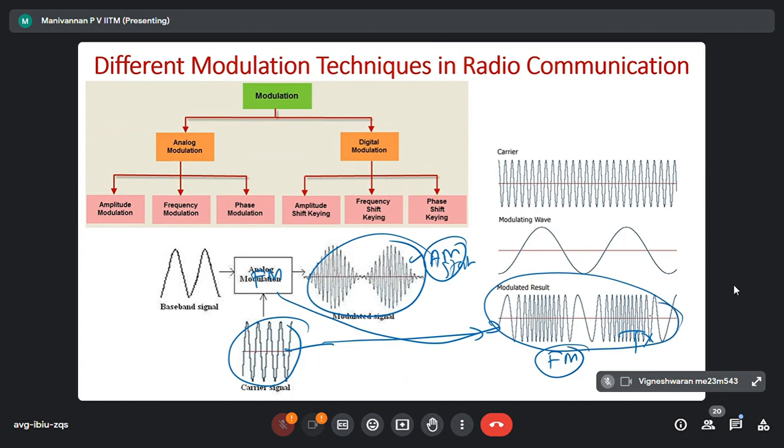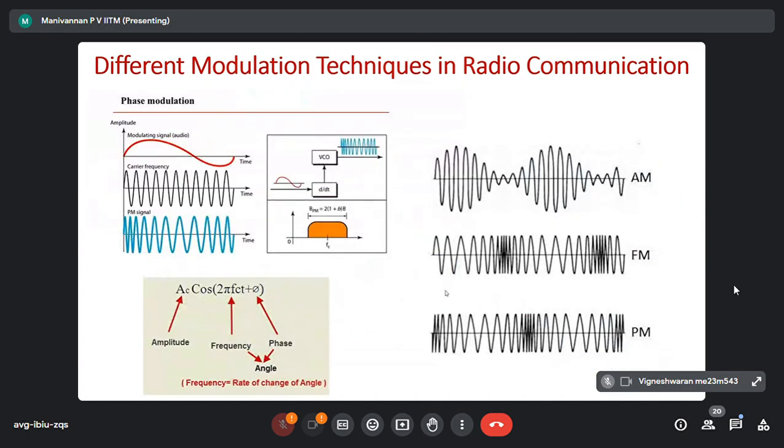How are you generating this? You need a modulator. What is the input to the modulator? The signal you want to transmit, along with the carrier. Two signals are given, and you may get this signal or this signal. This is the FM station, this is the AM station. Correct? Already said.